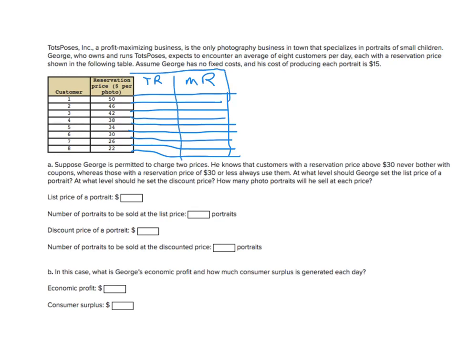Anyway, so if you're selling 1 at 50, your total revenue is 50. If you're selling 2 at 46, your total revenue is 92. If you're selling 3 at 42, 126. 4 at 38, 120 plus 32, 152. And 5 at 34, 170. 6 at 30, 180. And 7 at 26, 40 plus 40, 182.